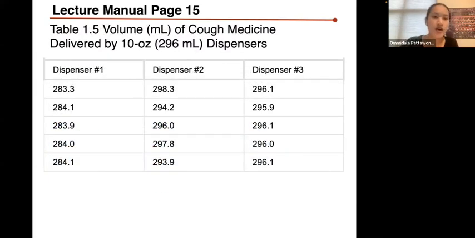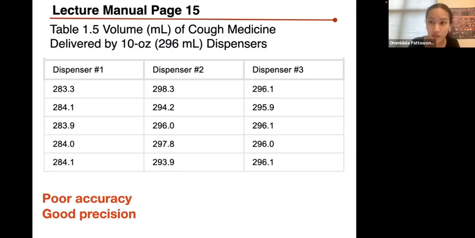For example, given here in table 1.5, it's giving you the volume measured from 3 different dispensers: dispenser 1, 2, and 3. It gives you different volumes, and it tells us that it needs to deliver 10 ounces or 296 milliliters. So the true value or the target that we are looking at is 296 milliliters. For the first dispenser, you probably notice that the values are way off from 296 milliliters, but they are all close together. So this is an example of poor accuracy but good precision.